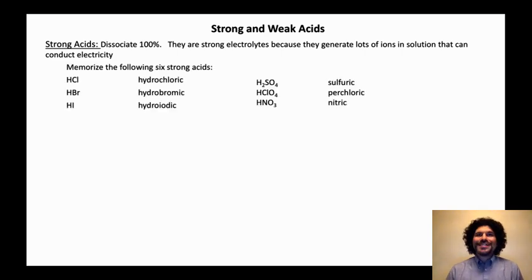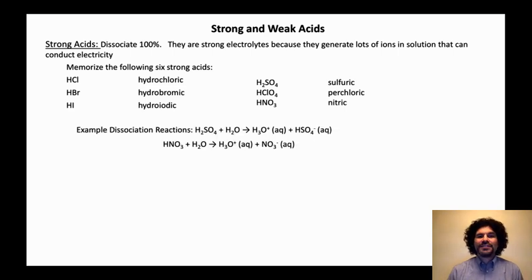Okay, so there are 6 strong acids that you're going to need to memorize. I know I hate telling students that they have to memorize things, but there are a few things in this course that you need to memorize. Hydrochloric, hydrobromic, hydroiodic. So 3 of the 4 binary acids. Sulfuric, perchloric, and nitric. Those are the 6 strong acids.